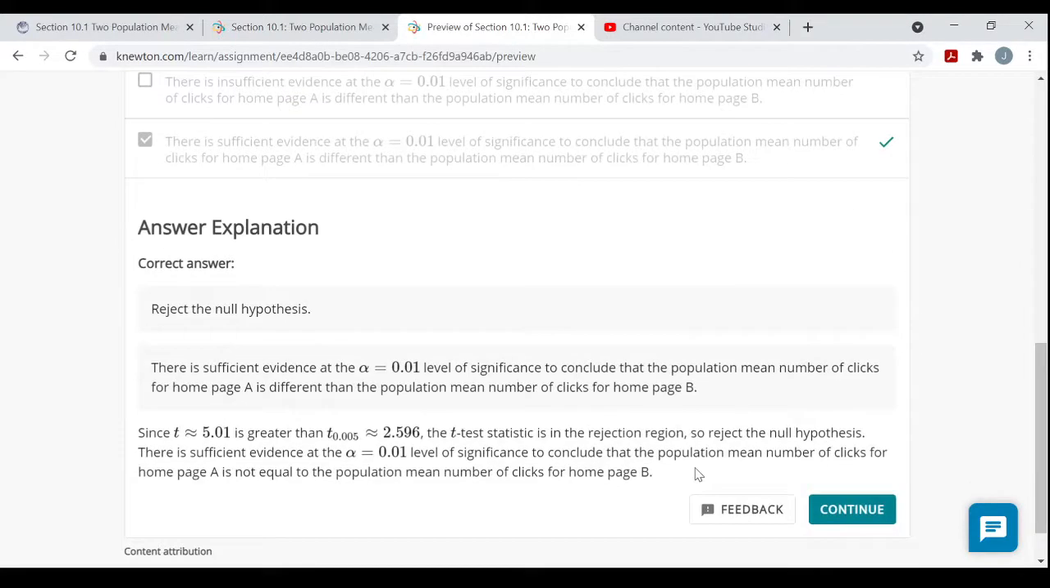Again, please read through your answer explanations. And again, hopefully watching this and looking at the more instruction and reading your answer explanations, hopefully all this stuff helps you when you work on this stuff on your own.